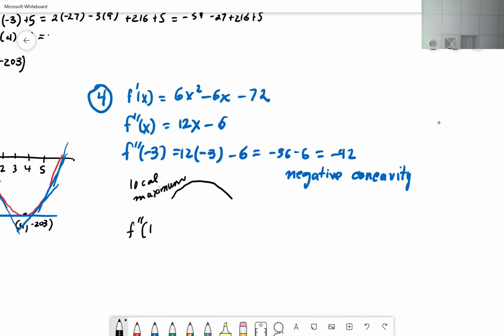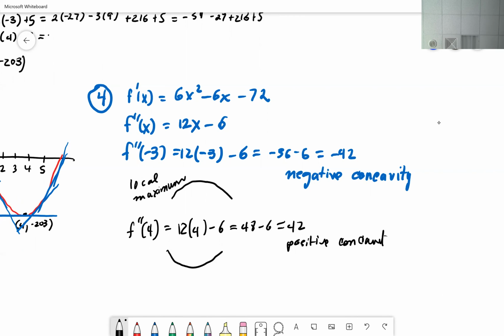And now I do it for 4. 12 times 4 minus 6. You can clearly see it's going to be a positive value. And a positive concavity looks like this. And so that's going to be a local minimum. Does that make sense? Let me scroll that for you guys.